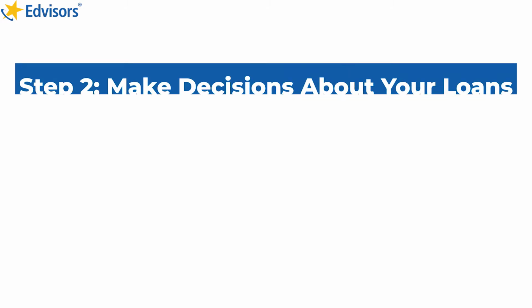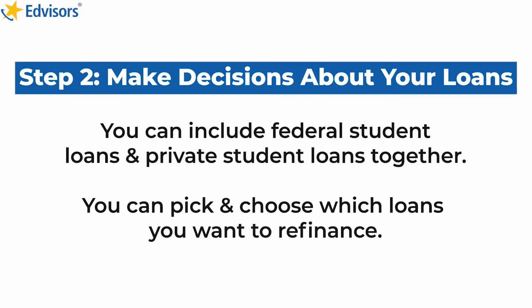Now let's go over some other steps. So the first step was just to locate all your student loans, get all your documentation together, and get ready for the process. Now the second step is going to be about making decisions about what you want to do with each loan. When it comes to private student loan refinance, you can actually include federal student loans and private student loans and refinance them together into a new loan.